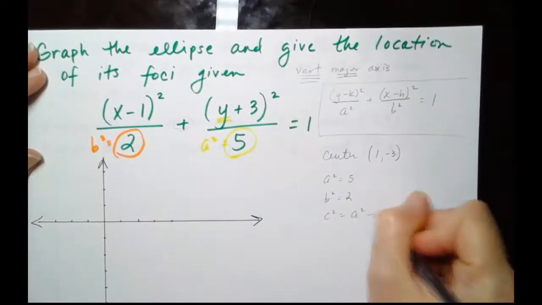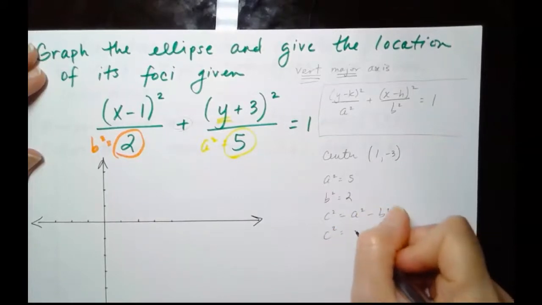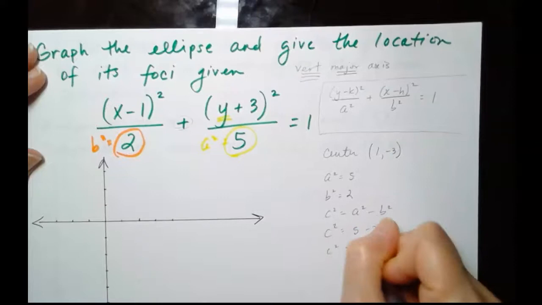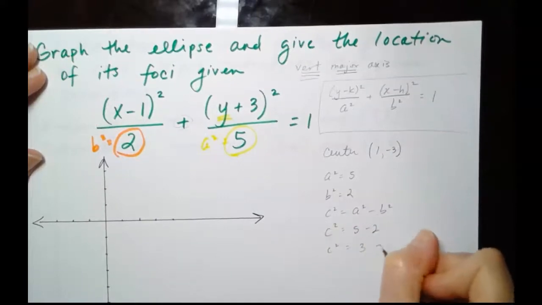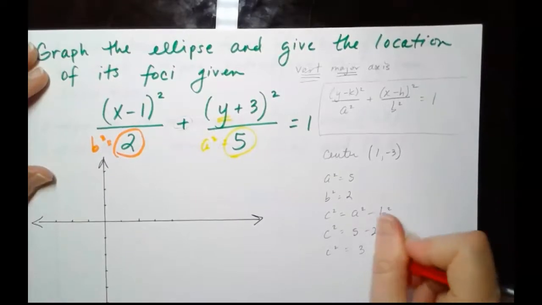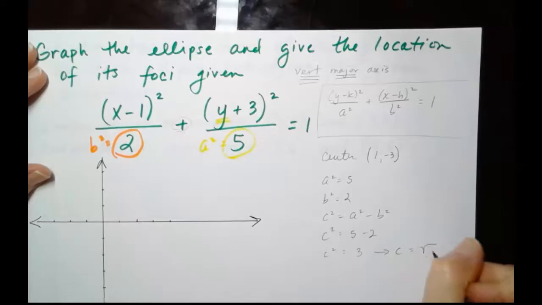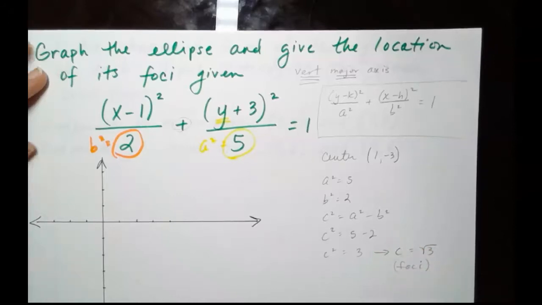C squared equals a squared minus b squared, so c squared equals 5 minus 2, c squared is 3. Therefore, c, not approximately, c is root 3. And remember, c has everything to do with finding the foci. Okay, so let's go ahead and graph what we know so far.